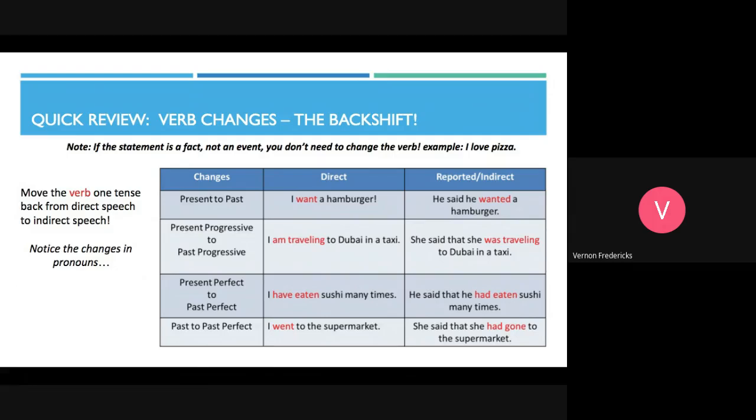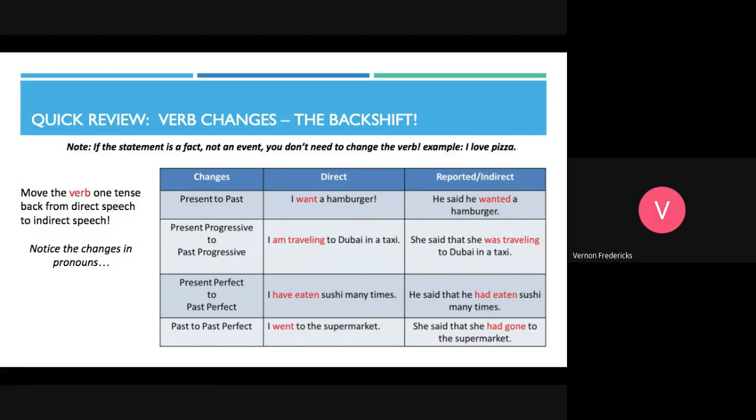Move the verb one tense back from direct speech to indirect speech. Notice the changes in pronouns. Students, take note of this. This is very, very important.